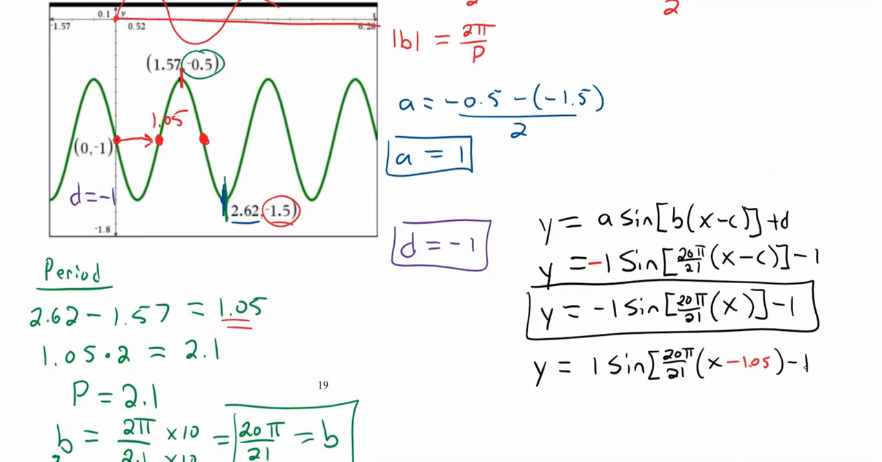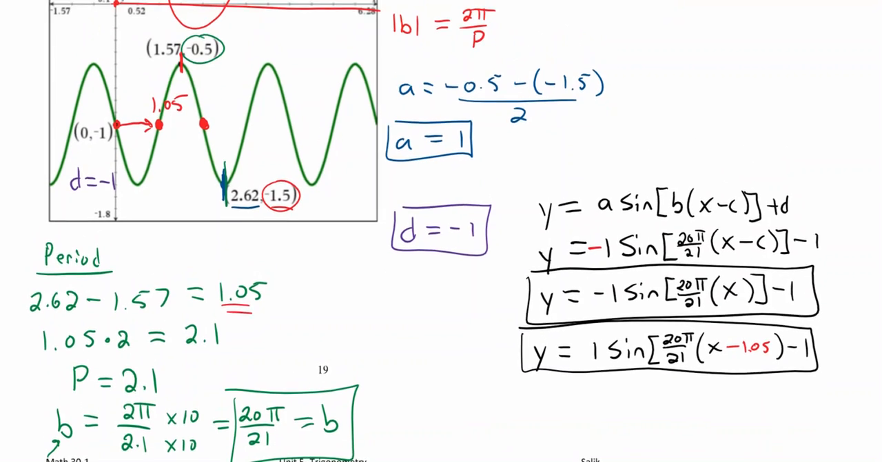And then minus 1, because it's still going to have the same d value there. Okay, so that would also be true. That's actually the same equation, right? If you graph both those things, they'll be identical.